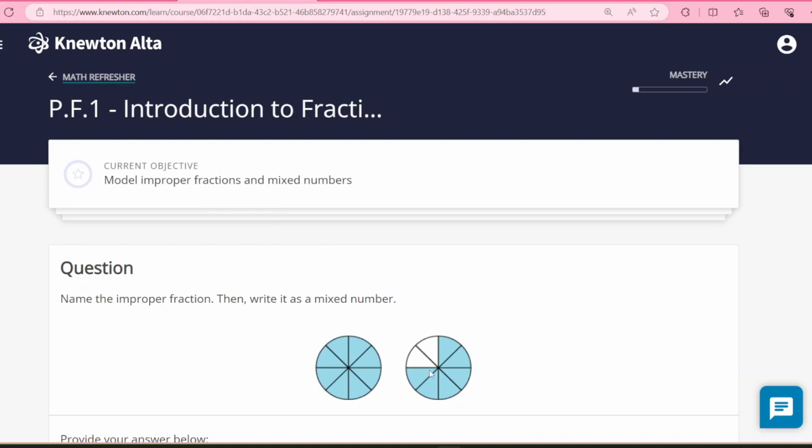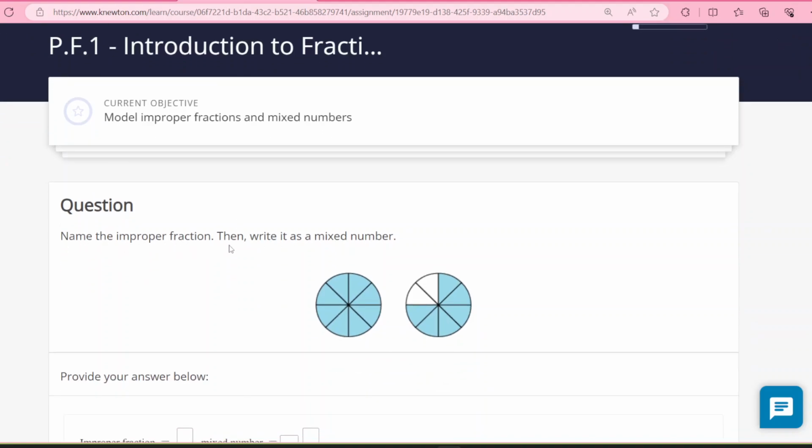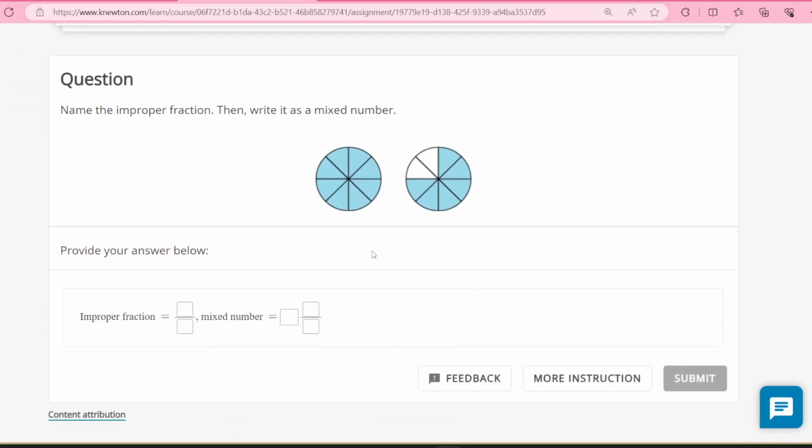Okay, so they're pretty much doing the same thing I was just showing you here, but with circles. I did it with a bunch of rectangles and squares, a bunch of blocks on some graph paper. This is model improper fractions and mixed numbers. So name the improper fraction, then write it as a mixed number. So remember on my paper in the first example, I drew that big square and I called that one whole unit, and then it was broken up into 64 pieces, so the denominator would be 64. Well, here I've got a circle.